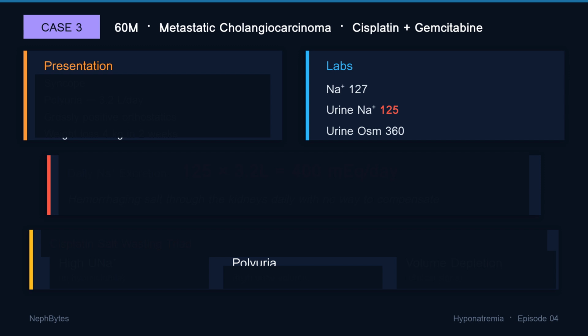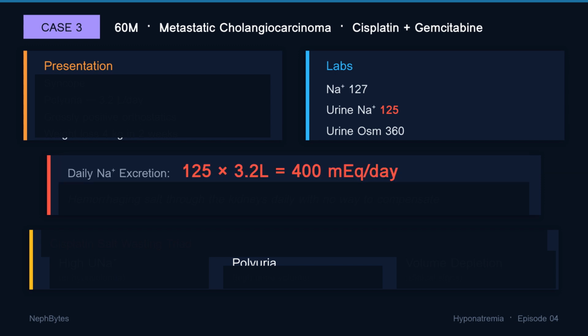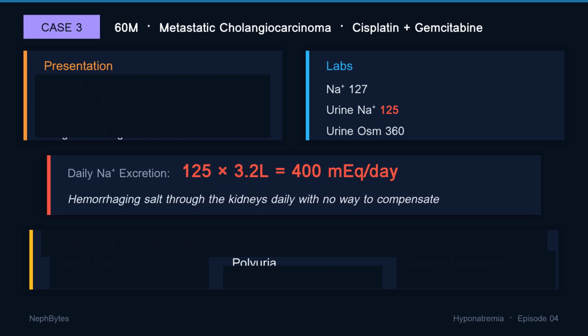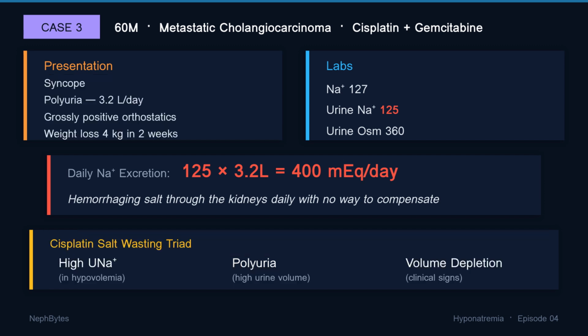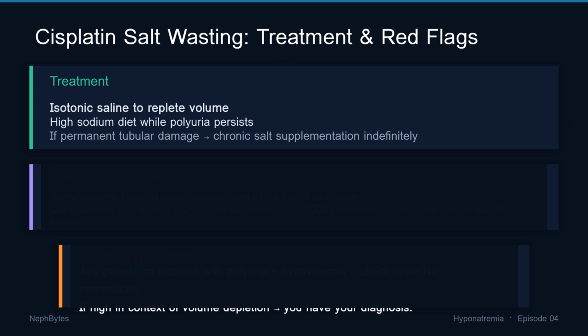Urine osmolality 360. Daily sodium excretion 125 times 3.2 liters equals 400 milliequivalents per day. That is an extraordinary loss. This man is hemorrhaging salt through his kidneys every day, and his body has no way to compensate. The treatment for both of these patients is the same. Isotonic saline to replete volume, combined with a high sodium diet while the polyuria persists.